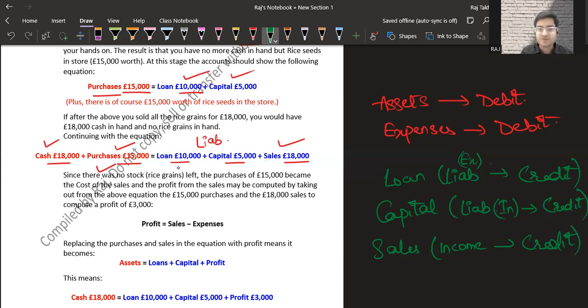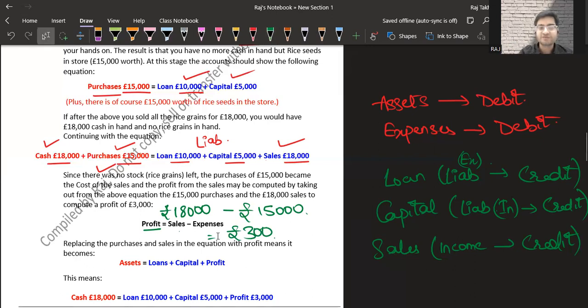So judging by this equation, if I want to calculate my profit, I can say that my profit is 3,000 pounds. I bought the goods worth 15,000 pounds and sold them in the market for 18,000 pounds. So if I subtract the seeds, the grains worth 15,000 pounds, from this 18,000, I arrive at a profit of 3,000 pounds. So using the same equation, we were trying to reach a new equation, which is profit is equal to sales minus expenses.